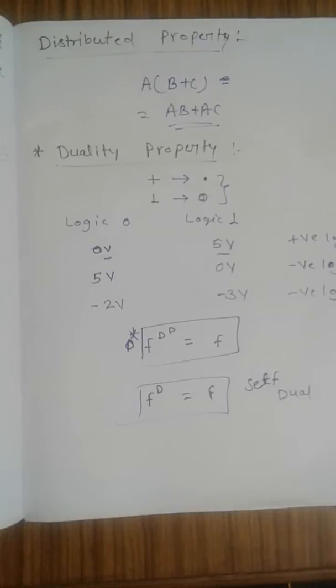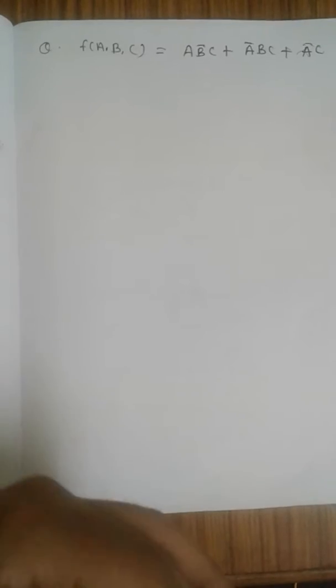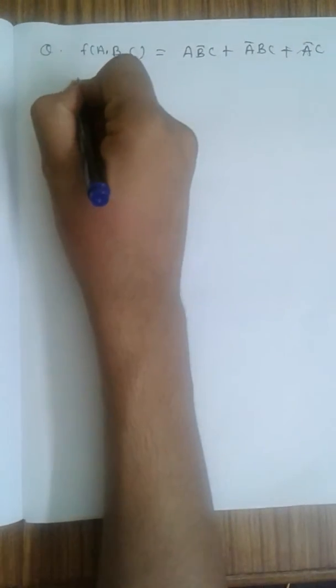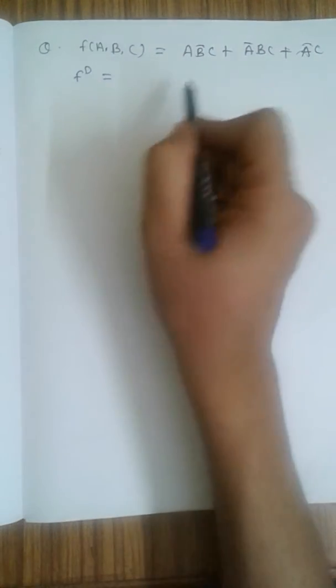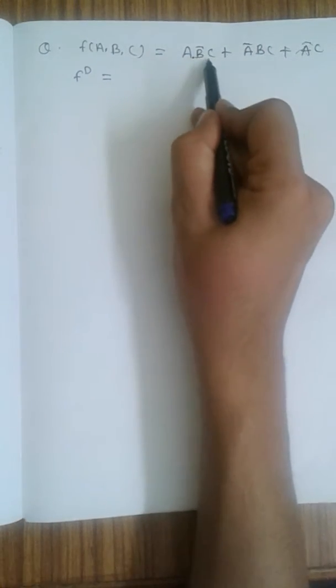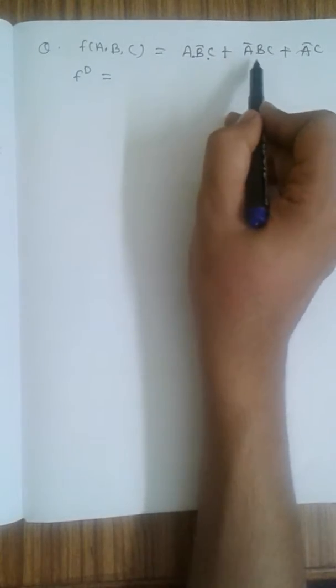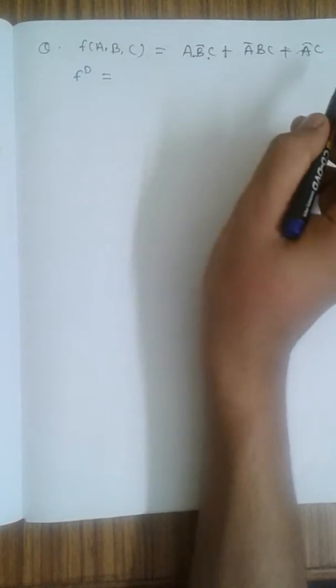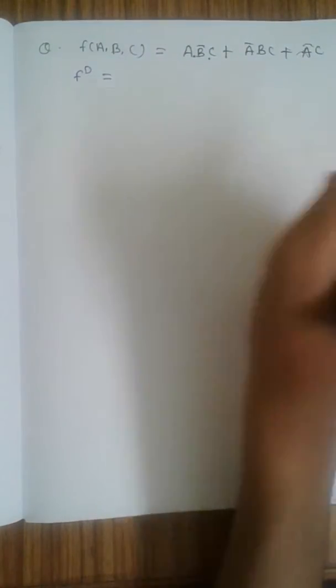Self dual. So we have some examples for the duality property. Suppose we have to calculate the dual of this function. So how do we calculate it? The dot will be converted into plus and plus will be converted into dot, and where there is a 1 or 0, 1 will be converted into 0 and 0 will be converted into 1.